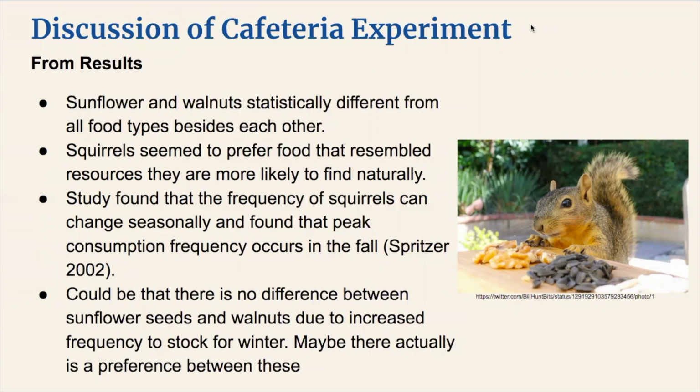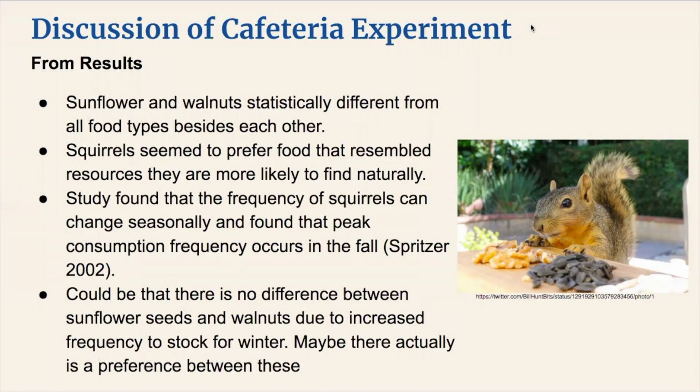But when we were trying to find data to back up our experiment, there was a study that found that the frequency of squirrels eating can change seasonally. And they found the peak consumption frequency occurs in the fall, which would make sense because they're going to stock up for the winter and take more food in the fall for that season preparation.